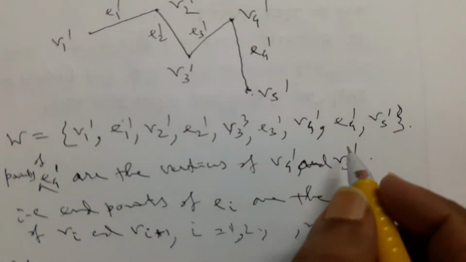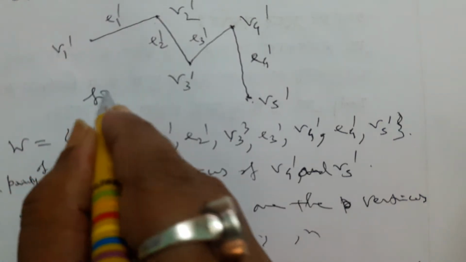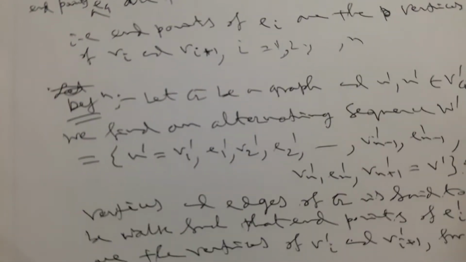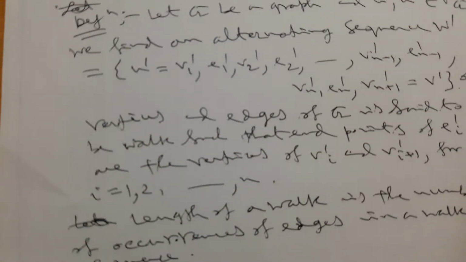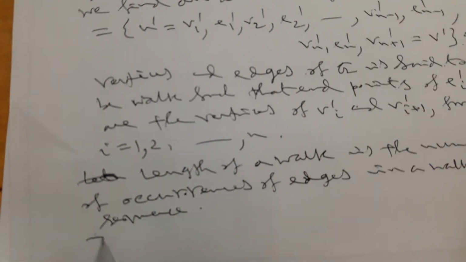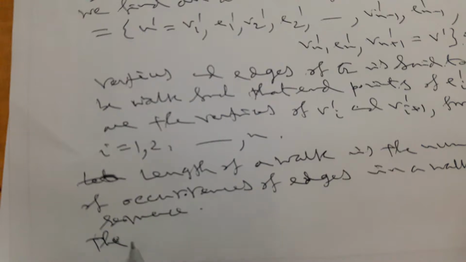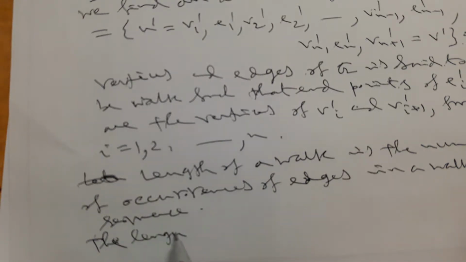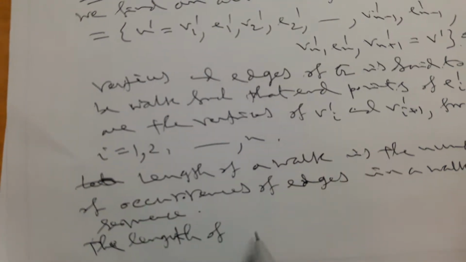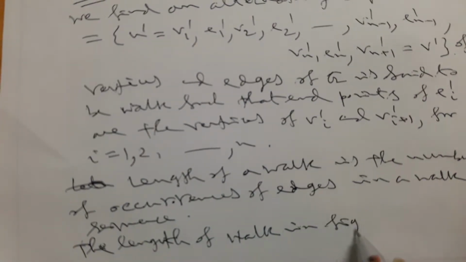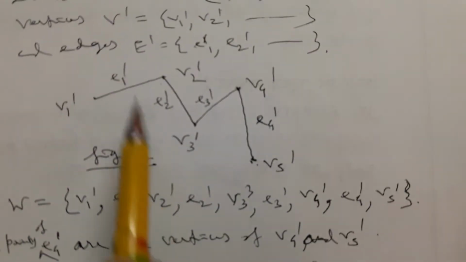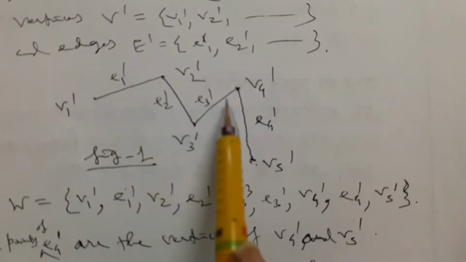If we consider it as figure 1, the length of the walk in figure 1 is 4, since there are 4 edges: 1, 2, 3, 4. So the length of the walk is 4.